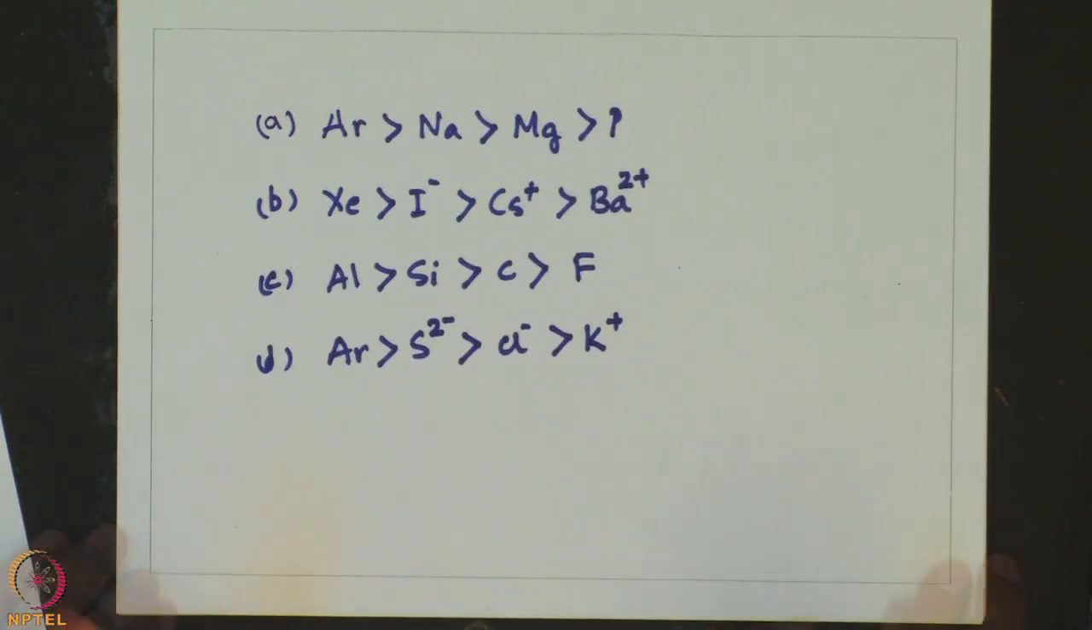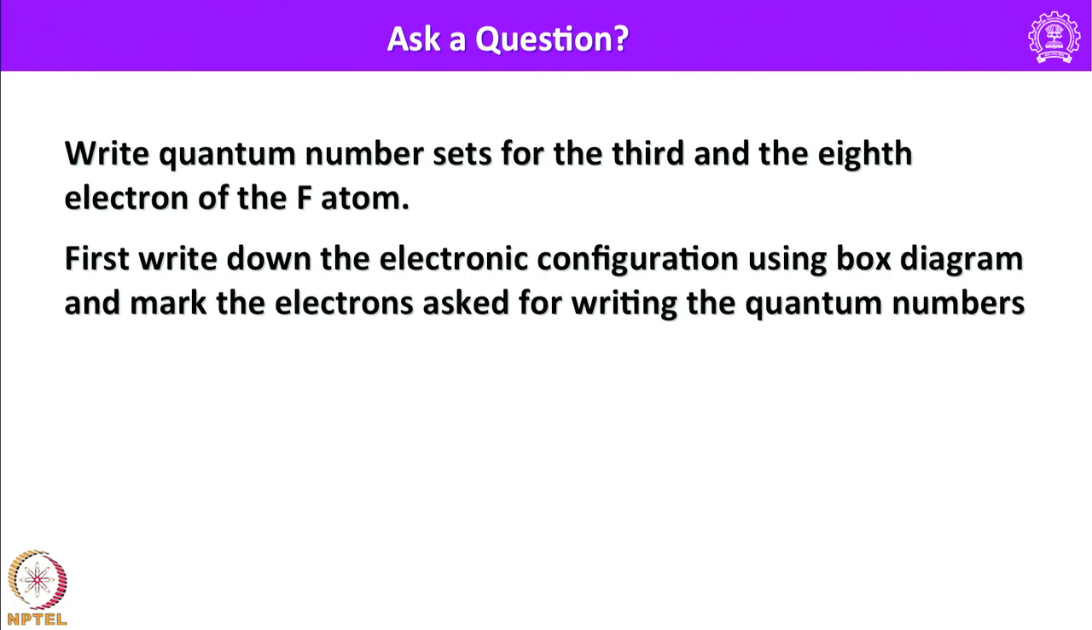So, here we had discussed in the previous lecture and also my first lecture the relative variations in the atomic radii and covalent radii and all those things. By simply identifying the position of these elements in the periodic table, and by adding or removing electrons to generate the species shown, one should be able to write in this sequence without any problem. Again, first write down the electronic configuration using box diagram and mark the electrons asked for, to write the quantum numbers.